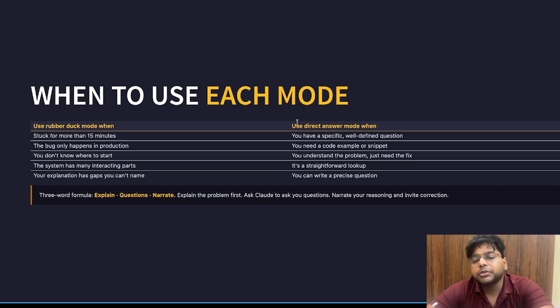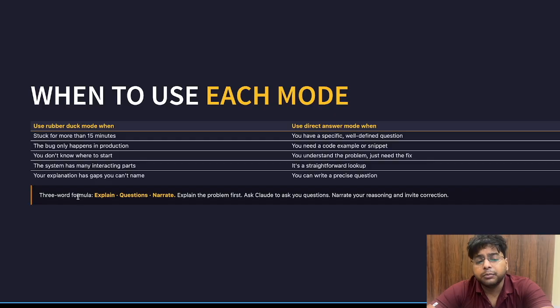We use direct answer mode when we have a specific, well-defined question. We need an example snippet from Claude. We understand the problem, just need the fix. It's a straightforward lookup. We can write a precise question, like think-aloud. We will think aloud and say this is this, and if Claude can find the answer, good. If not, then we switch to rubber duck.